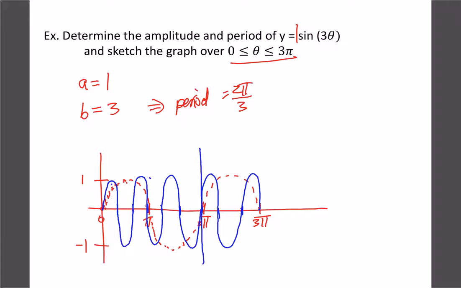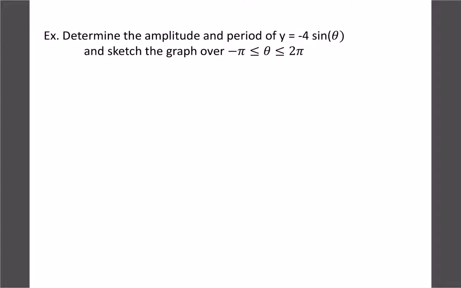Or you can think of it like this: in the original, from 0 to 2 pi, we got 1 complete cycle. Now if you look at the blue one, we got 1 to there, 2 to there, and then 3 in the same distance. So we've actually got 3 graphs now in the same distance, which would be 1/3 in terms of a horizontal stretch.